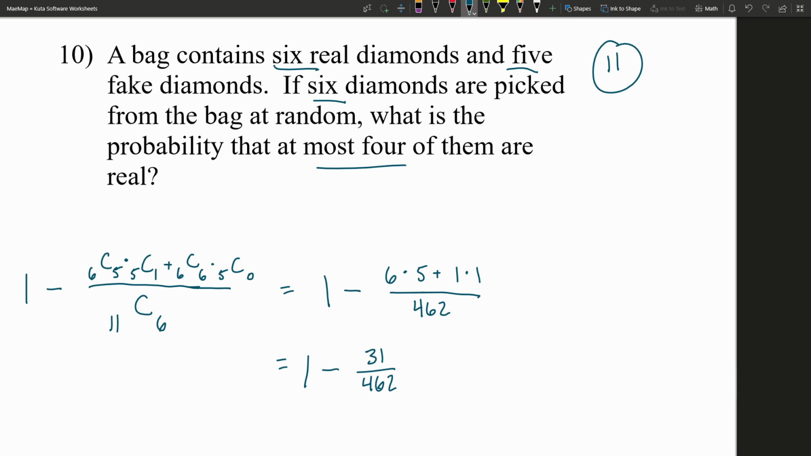1 minus 31 over 462 is going to be 431 over 462, because 462 over 462, if we take away 31 over 462 from that, we get 431 over 462, which, written as a percent, is approximately 93.29%. So 93.29% chance that when picking 6 diamonds out of the 11, at most 4 of them are real. And with that, we wrap up this worksheet on probability with combinatorics.